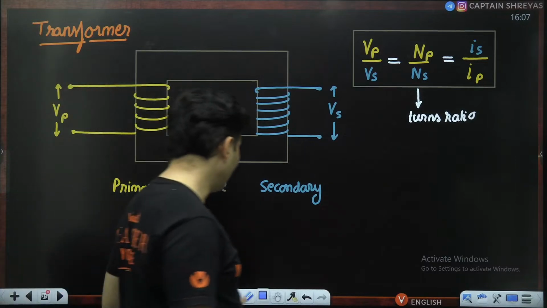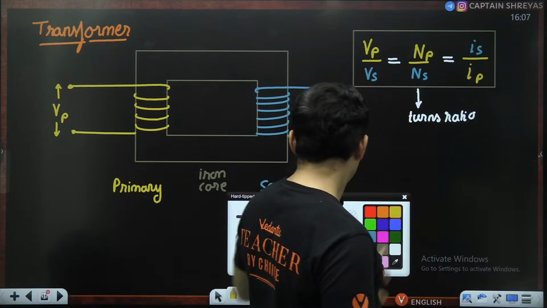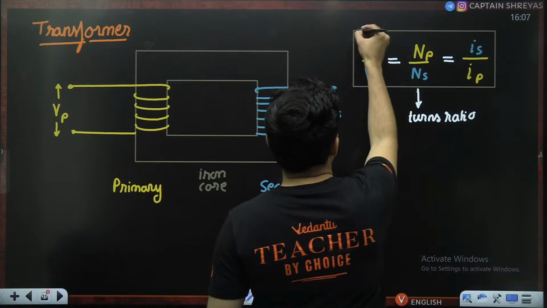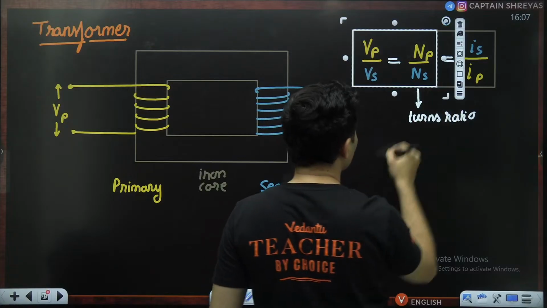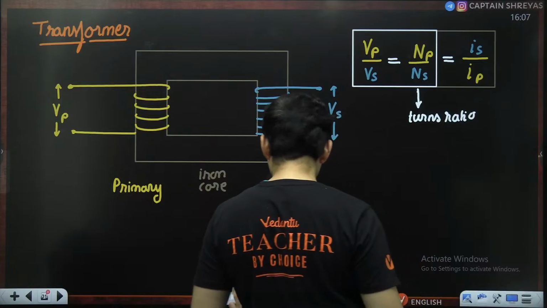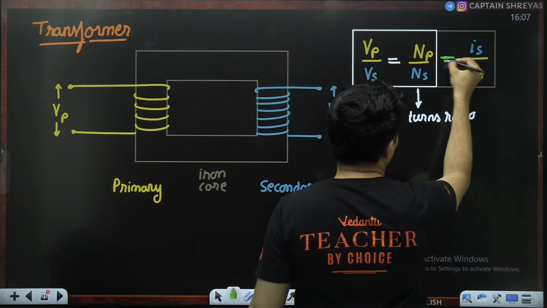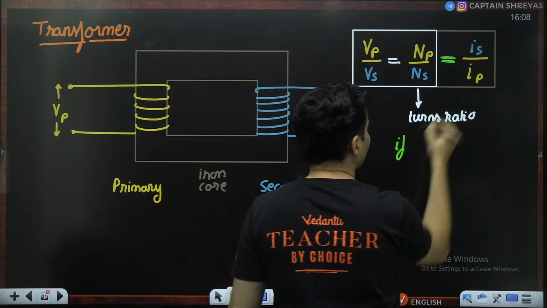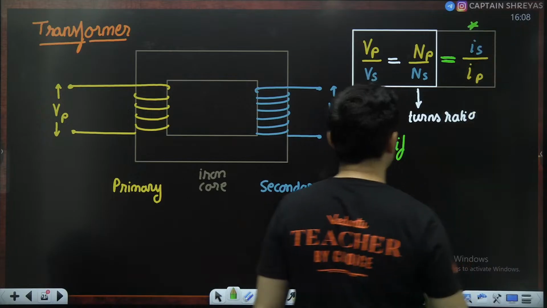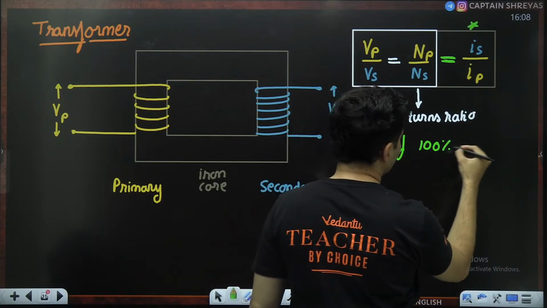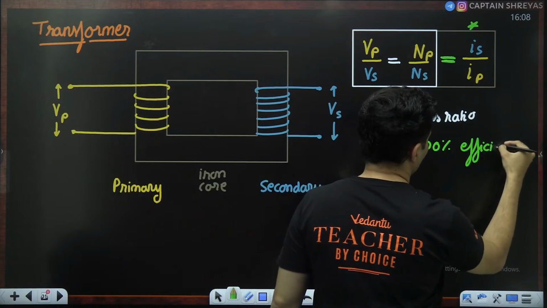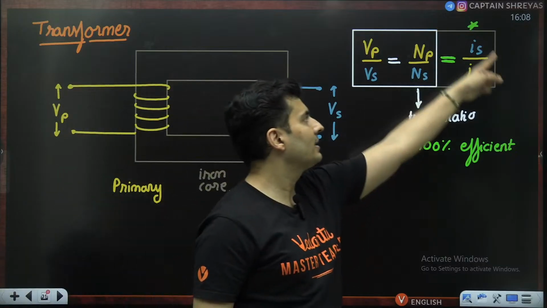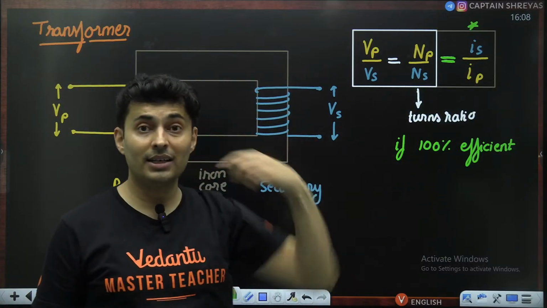Now, please remember one thing in this formula, that the main formula over here is only this much. This comes only under a special condition, and this is only if, yes, only if there is an if over here. Only if it is 100% efficient. If it is a 100% efficient transformer, only then you can write this complete equation. You will be like, sir, what if it is not?